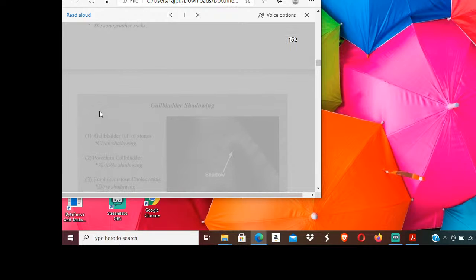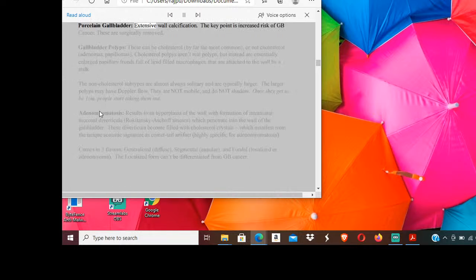152. Gallbladder shadowing. One: gallbladder full of stones, clean shadowing. Two: porcelain gallbladder, variable shadowing. Three: emphysematous cholecystitis, dirty shadowing. Porcelain gallbladder. Extensive wall calcification. The key point is increased risk of GB cancer. These are surgically removed.